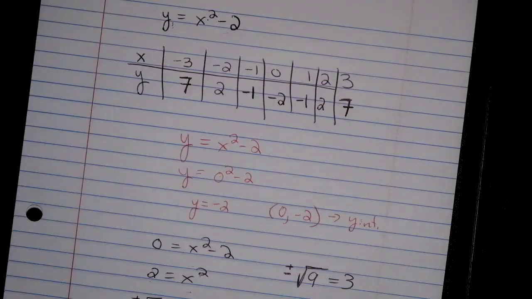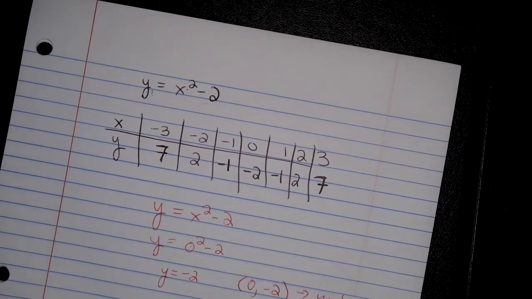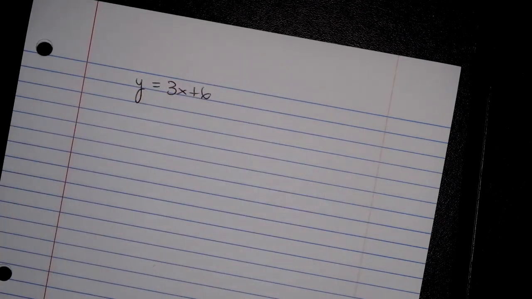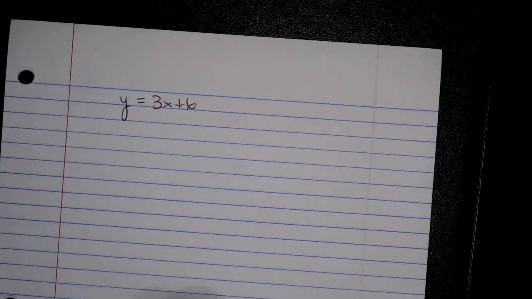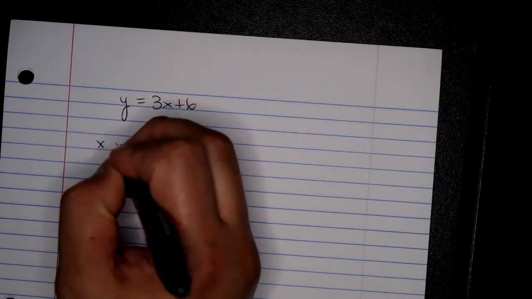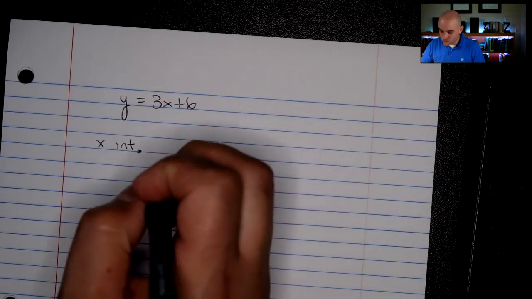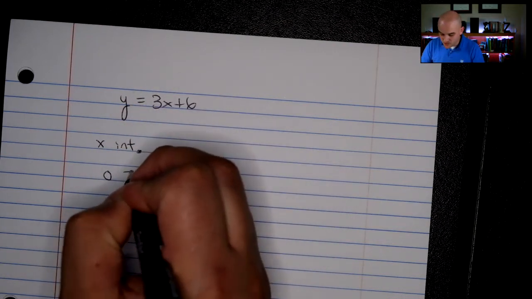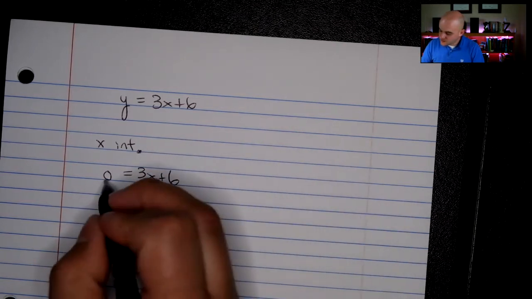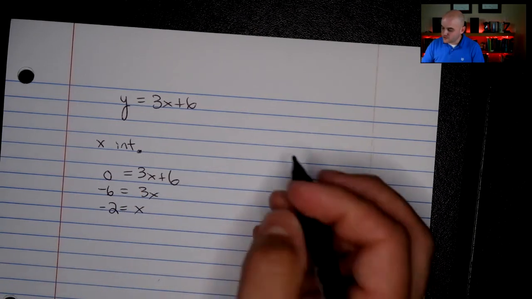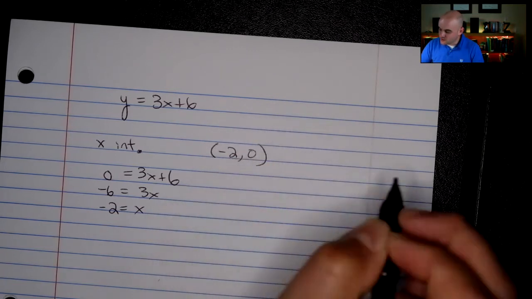So first one is going to be y equals 3x plus 6. On this, I want you to find the x and the y intercepts. So let's see, for the x-intercept, we need to put 0 in for y, right? So we're going to put 0 in for y. We get 0 equals 3x plus 6. Subtract 6 from both sides. You get 3x equals negative 6, or x is equal to negative 2. So our x-intercept occurs at negative 2, 0.